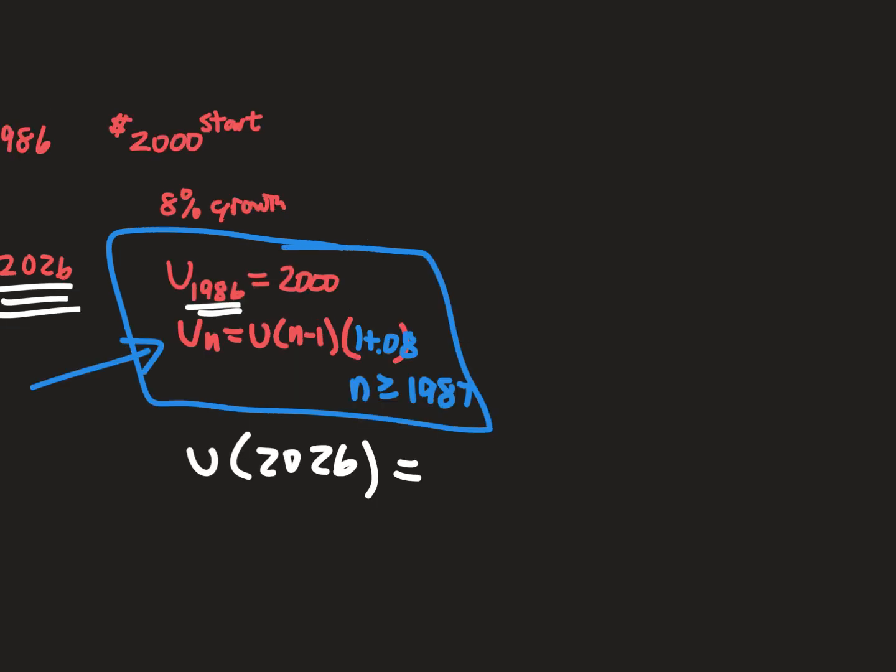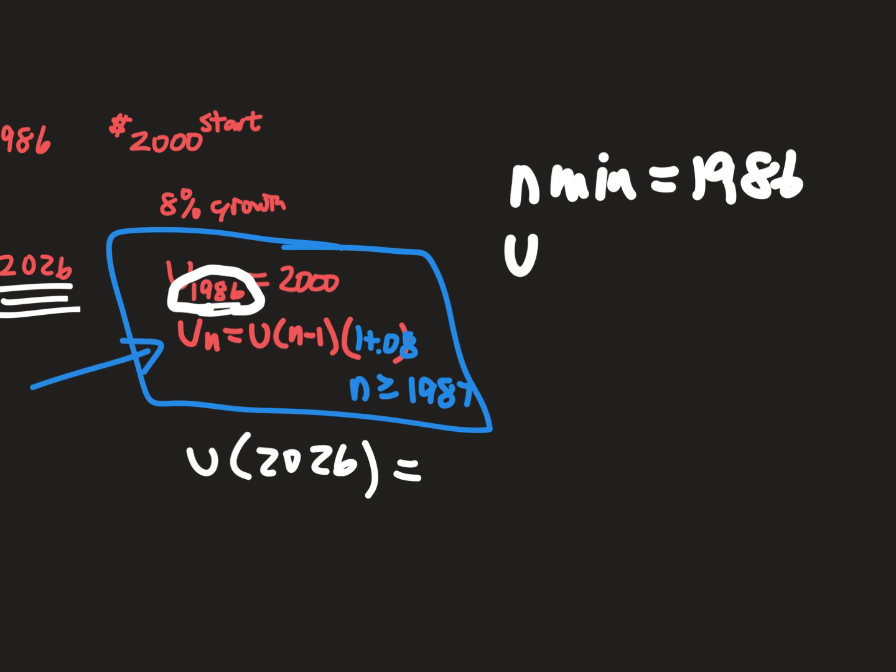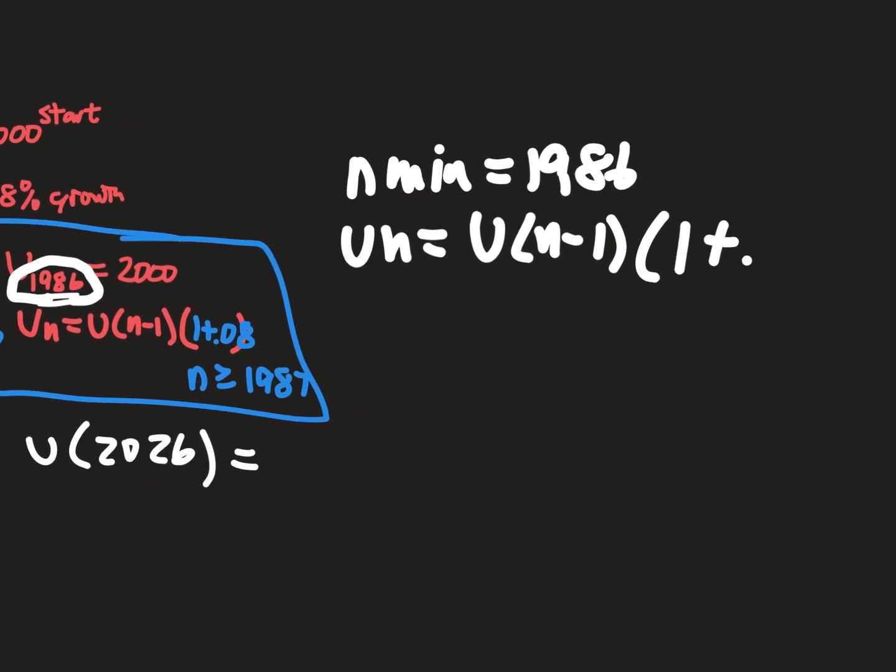Okay, so you have put that in your calculator. On your calculator, the first thing they ask is n min. You have to understand what that means. The first thing they ask for in the calculator, in sequence mode, is n min, and that's this. So you should have put 1986. Then you have un, and then you always can put u parentheses n minus 1. And then in this case, 1 plus 0.08. And then you only have to tell the calculator one more thing. How much money did you have in the first place? And that they call u n min.